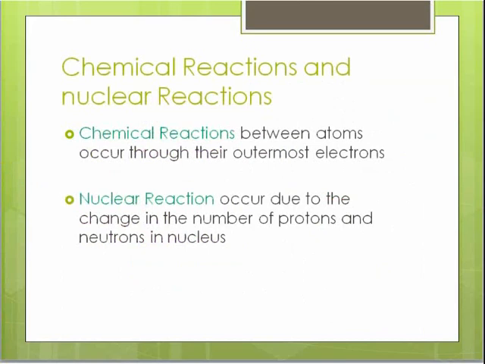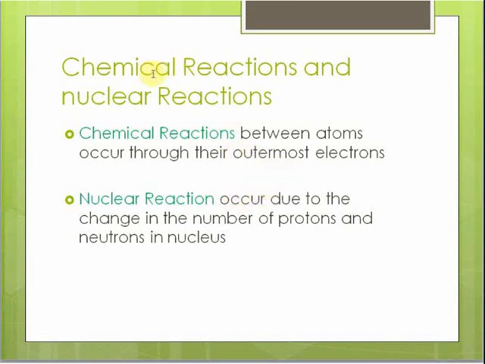Chemical reactions, we all know, occur between the electrons or between the atoms, depending on losing or gaining electrons or sharing. But nuclear reactions occur due to the change in the number of protons and neutrons in the nucleus. It occurs between the nuclei of atoms. But chemical reactions occur between the electrons of the last energy level.